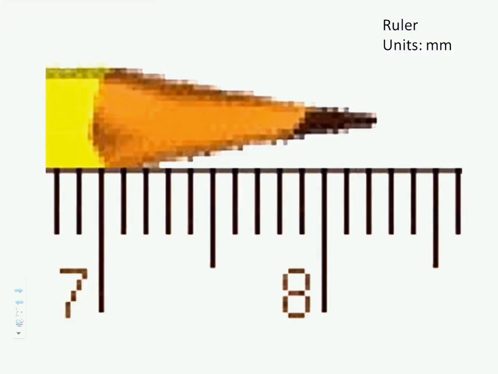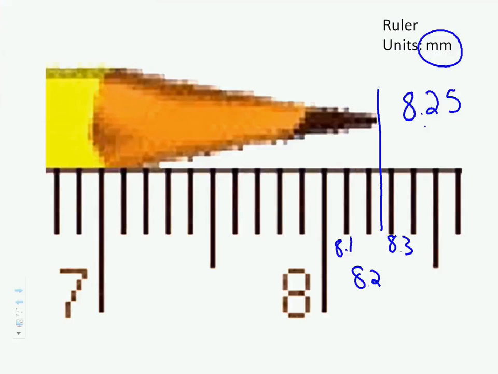Feel free. So this is 7, and this is 8, and our units are millimeters. So that means every tick mark is a tenth. So 8.1, 8.2, 8.3. Okay, and it looks like it's between 8.2 and 8.3. So my answer on this one would be 8.25 millimeters. Once again, there's a range of acceptable answers, 8.23 probably to 8.27 or 28. But the important thing is you need to have two decimal places for a total of three significant figures.